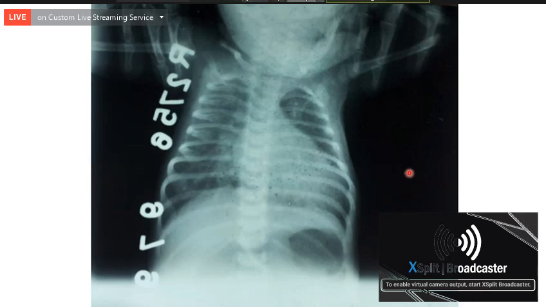So this is a chest X-ray, AP, situs solitus. Cardiomegaly. Yes, very good. Cardiomegaly with probably pulmonary edema. There is a suspicion of ground glass appearance. Okay, I agree with you. Yes. It's a neonate, so it may be obstructed TAPVC.